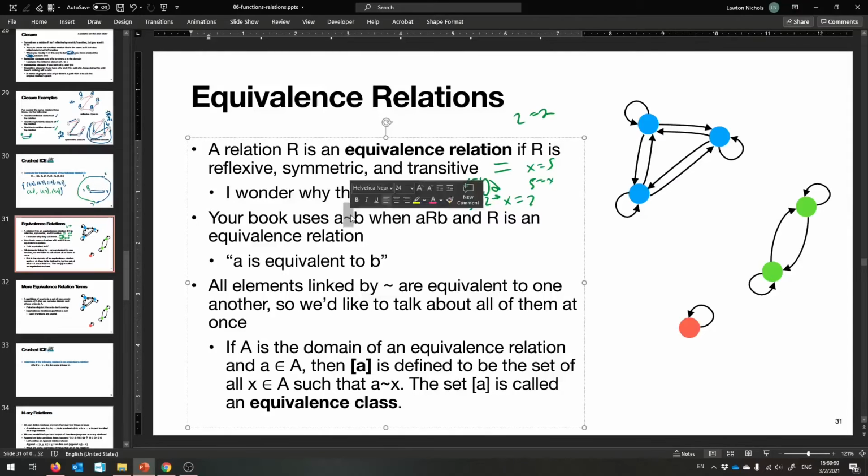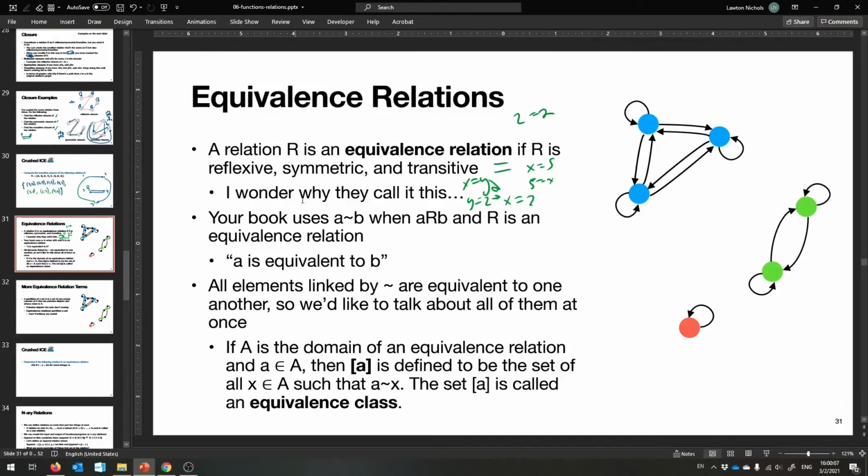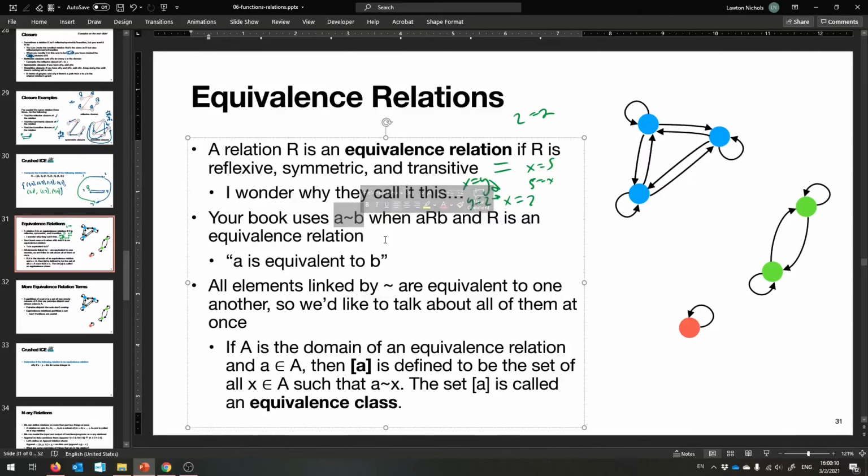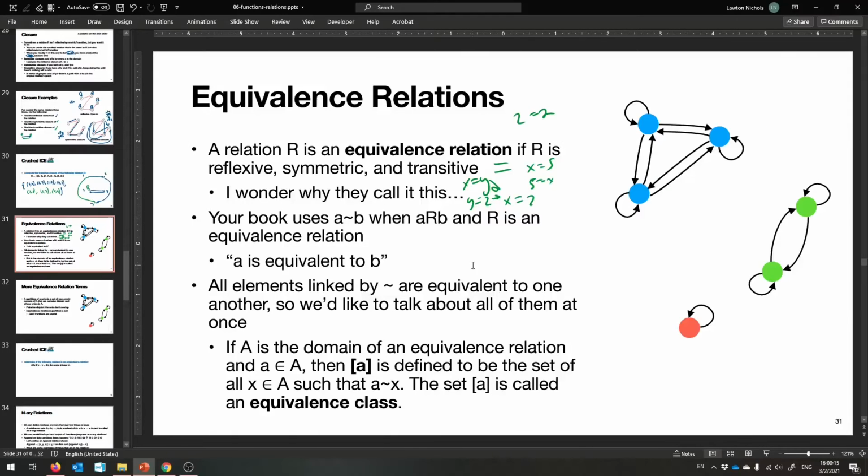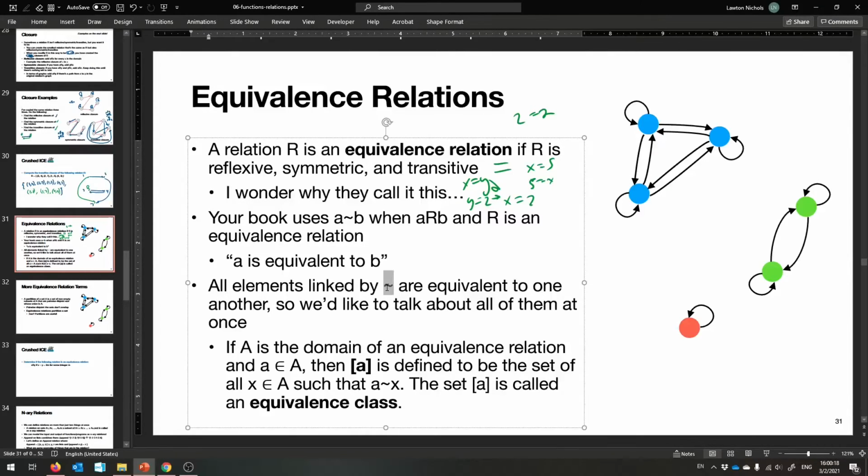Your book's going to use the squiggle, the tilde character, when A is related to B and R is an equivalence relation. So you can read this as, it's not just related to B anymore because it's an equivalence relation, it's equivalent to B. That's how we can say that. Any elements linked together by an equivalence relation are equivalent to one another. And so usually we talk about all of those equivalent things at once, because they are, for all intents and purposes, the same thing.